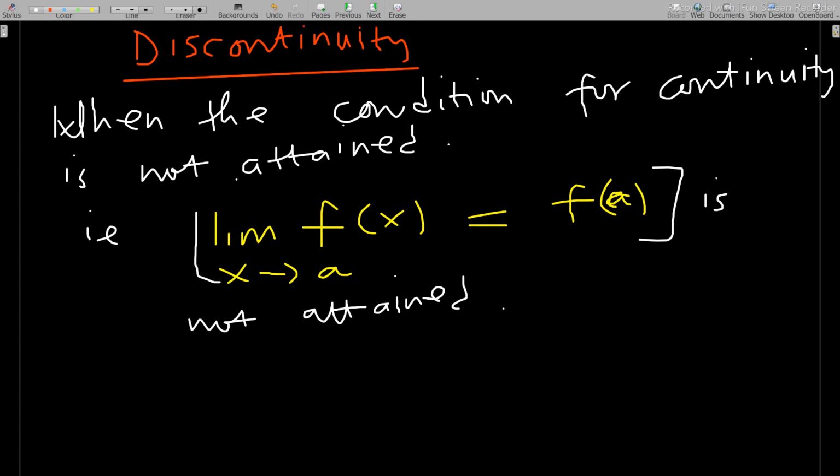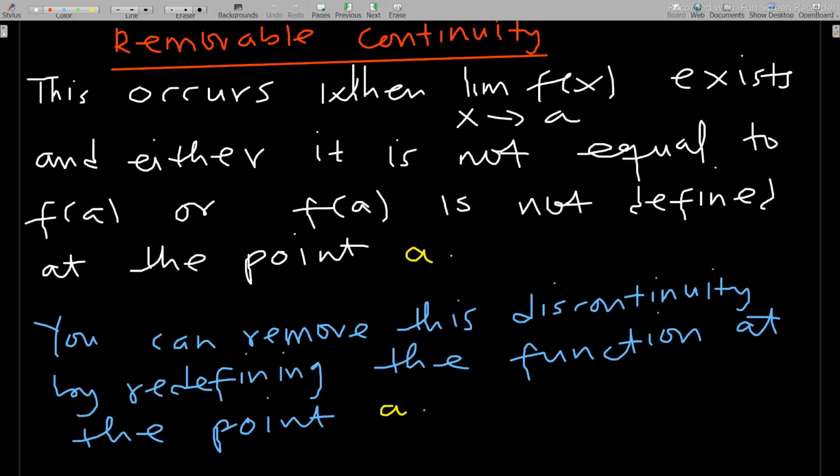But we have types of discontinuity. You have removable discontinuity and you have non-removable discontinuity. So let's talk about the removable one. With the removable discontinuity, this occurs when the limit of f of x exists.